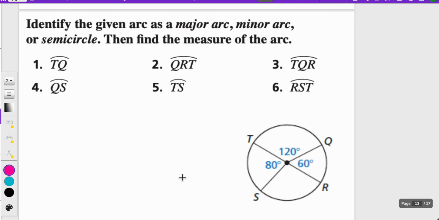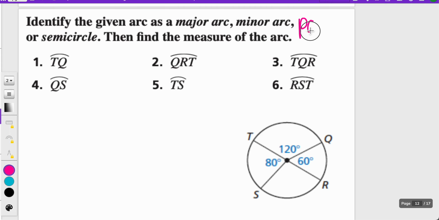Next up, we're going to talk about identifying major, minor, or semicircle. I feel like you can try these on your own as well. So let's go ahead and pause here, try 1 through 6 on your own, and when you're ready to check, go ahead and click play. Once we find that, we're also going to find the indicated measure.